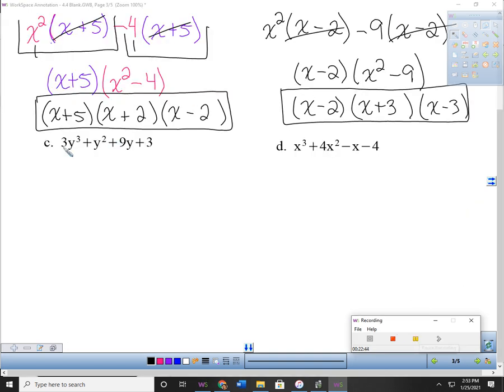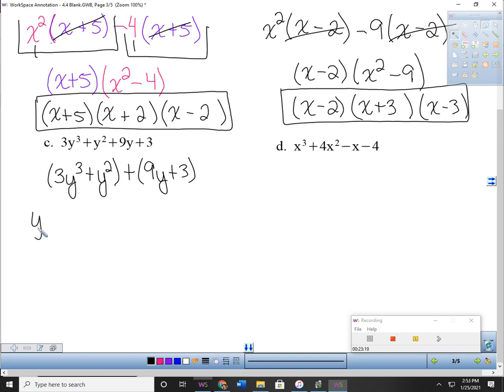All right, so do my first two have a common factor? Yes, they both have a y squared, right? Do the last two have a common factor? Yes. So I'm going to group together the 3y cubed and the y squared, put a plus sign, and then I have 9y plus 3. All right, so my greatest common factor in this first set is y squared. 3y cubed divided by y squared is 3y. And y squared divided by y squared is 1.